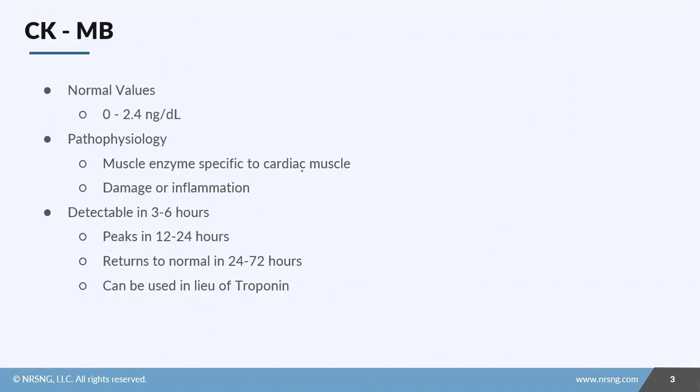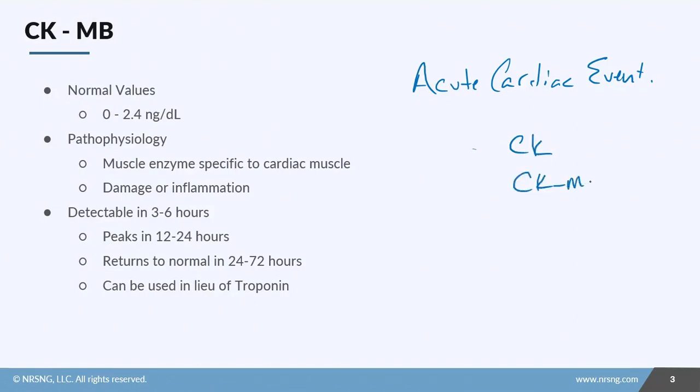Now, CKMB is something you're going to want to continue to watch with our cardiac patients. If your patient's having an acute cardiac event, what we would expect is to get cardiac enzymes on your patient, right? So if your patient's having some chest pain, radiating chest pain, you would expect to get these three values: CK, CKMB, and troponin. There's a lesson on that, so go check that out. But the one that we're worried about right now is CKMB. Normal value for that is 0 to 2.4 nanograms per deciliter, and it's really undetectable in most patients.